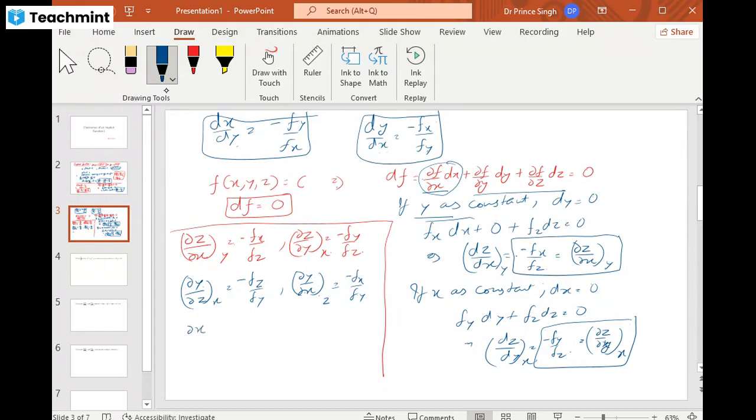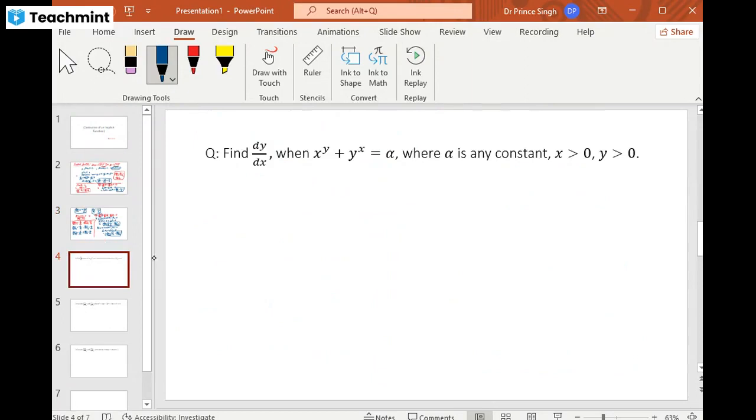And what about x with respect to z? This is minus fz upon fx. And x with respect to y at constant z, this is minus fy upon fx. Okay, so I think that it is easy to remember all these formulas in case of the derivative of an implicit function, right? Okay, let us practice some problems based on this particular concept.